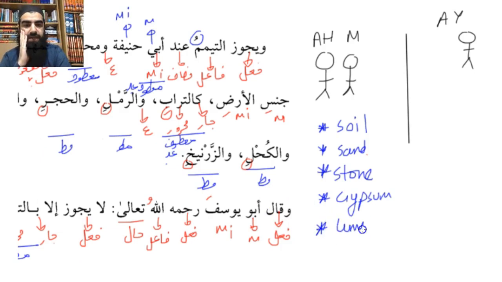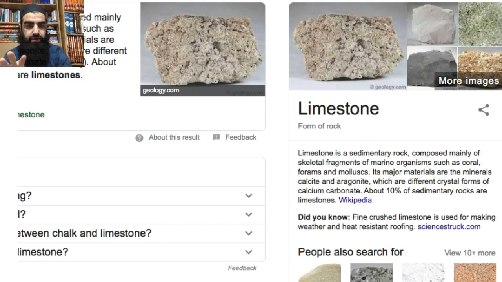Okay, number 5, you can actually use limestone. So limestone can be used. Now this is limestone, a sedimentary rock composed mainly of skeletal fragments of marine organisms such as coral. Even though it contains all of these things, it's from the earth, so we're allowed to use it.